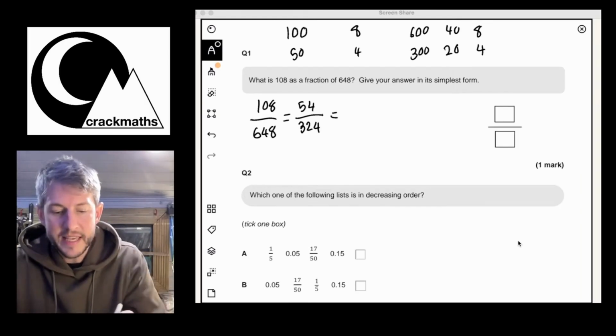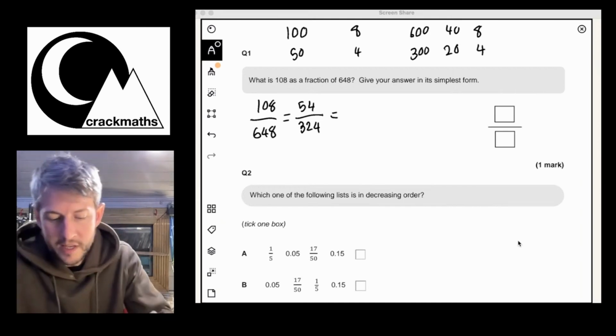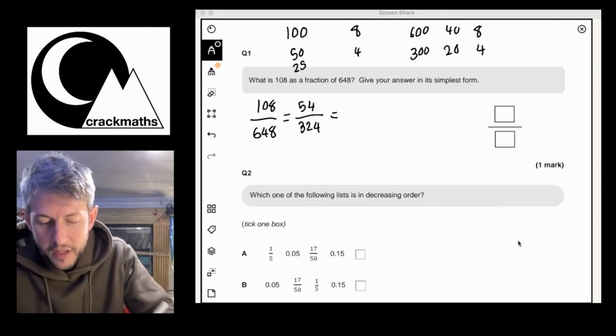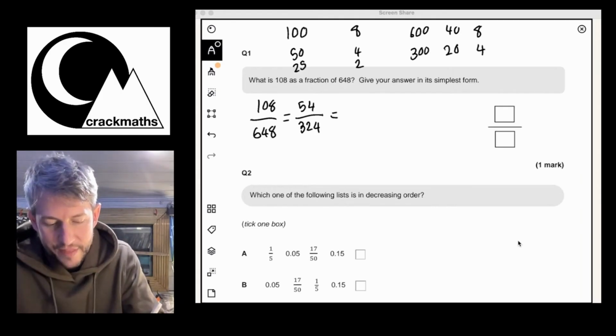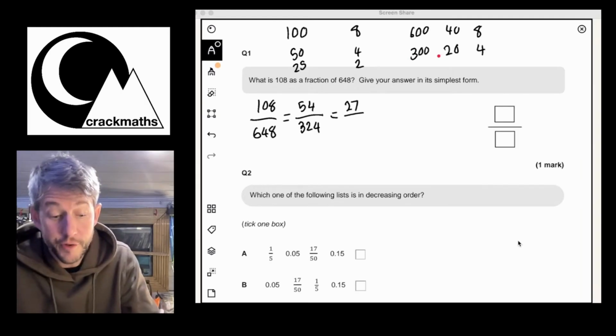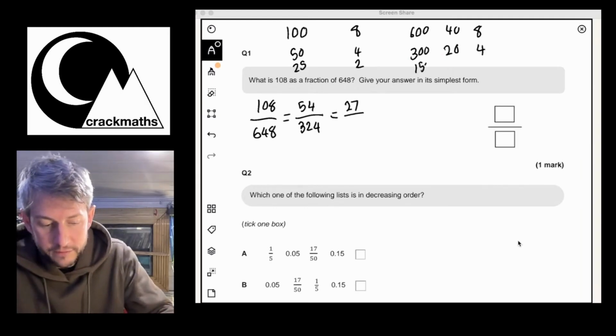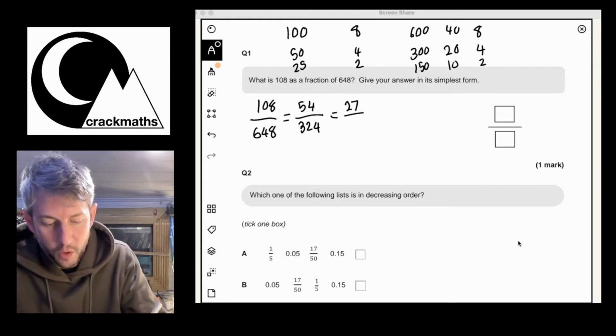I can see that 54 can still be split up into 50 and 4. So half of 50 is 25. Half of 4 is 2. So if I add those together, that makes 27. Half of 300 is 150. Half of 20 is 10. Half of 4 is 2. So if I add these together, that makes 162.